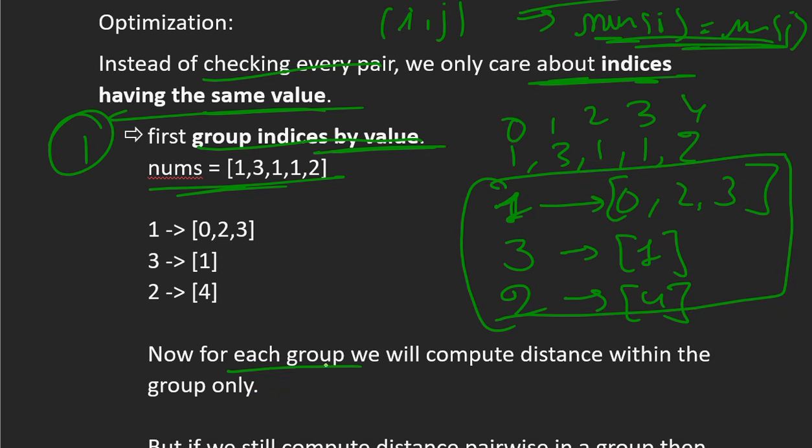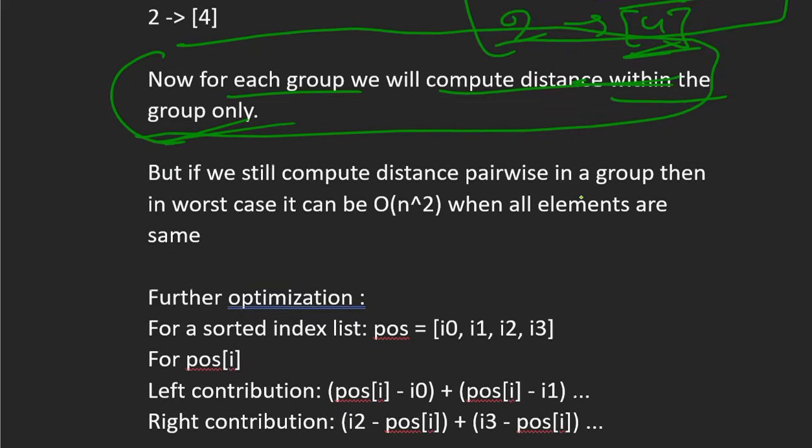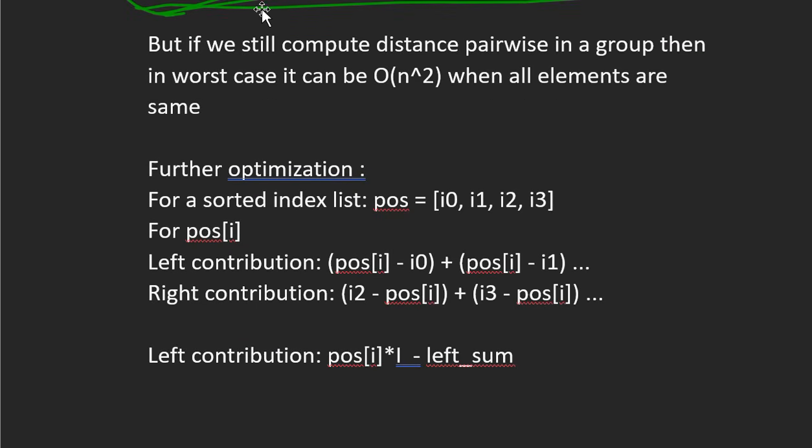Now for each group we will compute the distances within the group only. Instead of processing the whole array, we will process each group separately and compute the distances within the group. But if we still compute distance pairwise, like in a group.